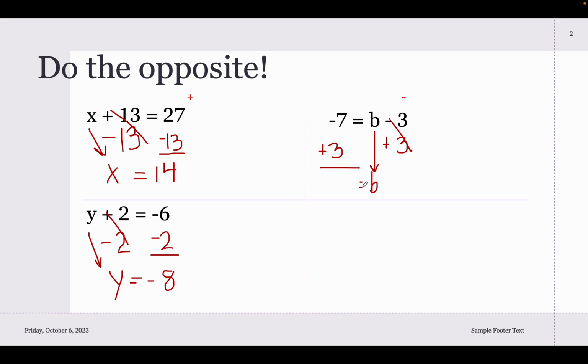All right, with my calculator, I put in negative 7 plus 3 equals negative 4. Boom. All right, next problem.